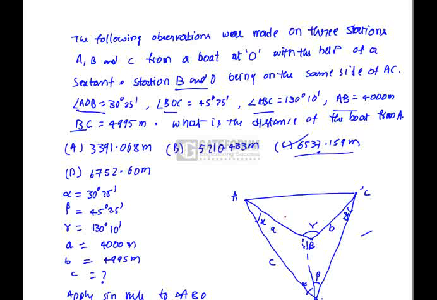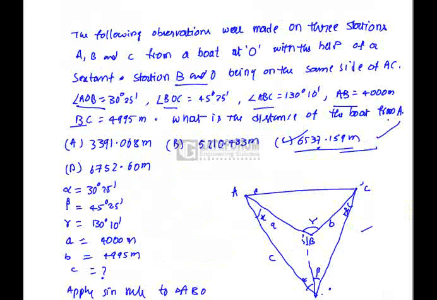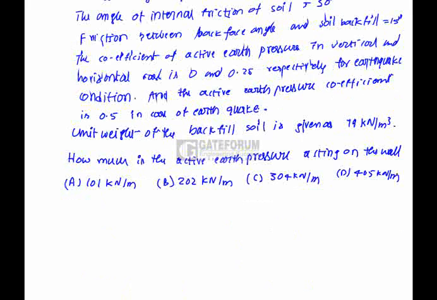So the distance of A from boat O is 6537, option C. The question seems to be very big and the data we are going to get from this question is very high. So what is the question? How much is the active earth pressure acting on the wall? We are not going to bother about the earthquake condition.